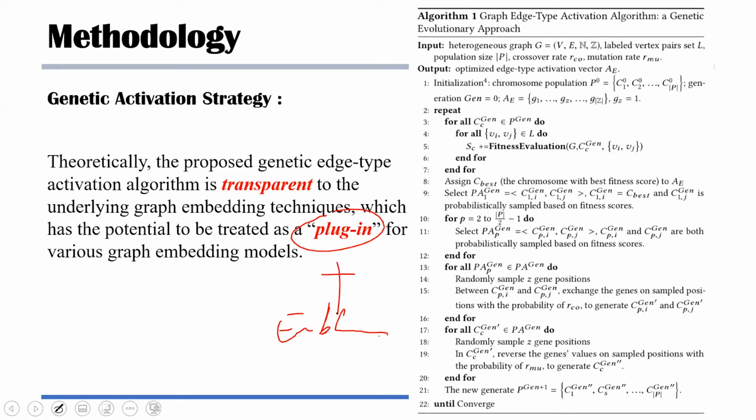Because what our algorithm really learns is an edge type activation function, it can intuitively work with any other kind of embedding algorithm, no matter whether the algorithm is designed for homogeneous or heterogeneous graphs.